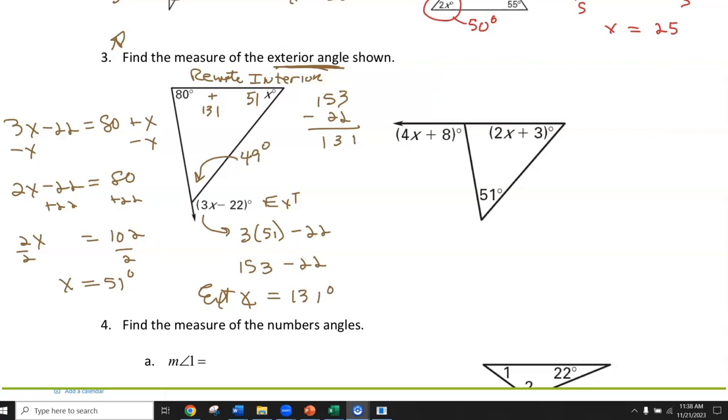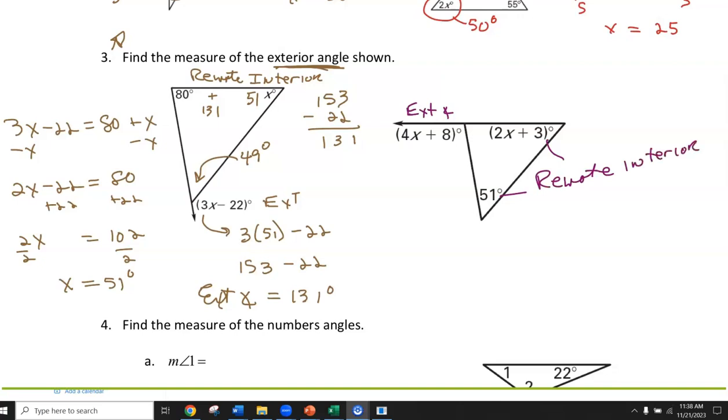Okay, same type of problem. So you've got to know how to solve these exterior angle theorems. Again, I'm going to identify the exterior angles here. These angles right here and here are the remote interior because they're not right next to the exterior.